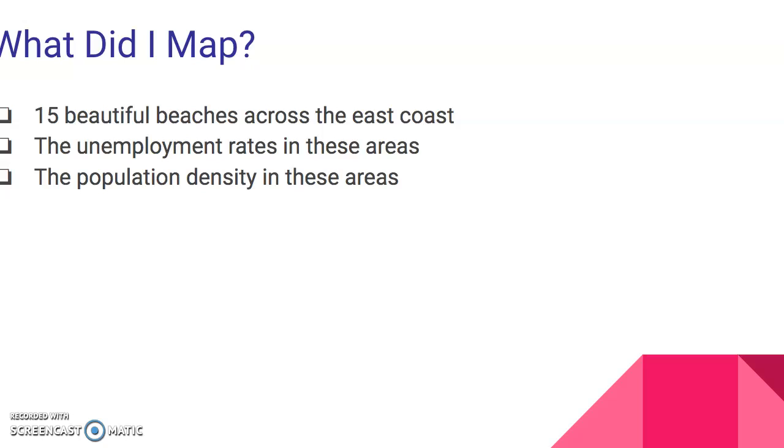So what did I map? Again, I just mapped 15 beaches across the East Coast, and I really got a really big variety. I got some all the way from up in New Hampshire down to Florida, and then I also mapped the unemployment rates in these areas as well as the population density in these areas. I did the unemployment rates because I felt like it would be interesting to see if the unemployment was higher or lower depending on the area, and the population density. Same, it would be interesting to see the results.